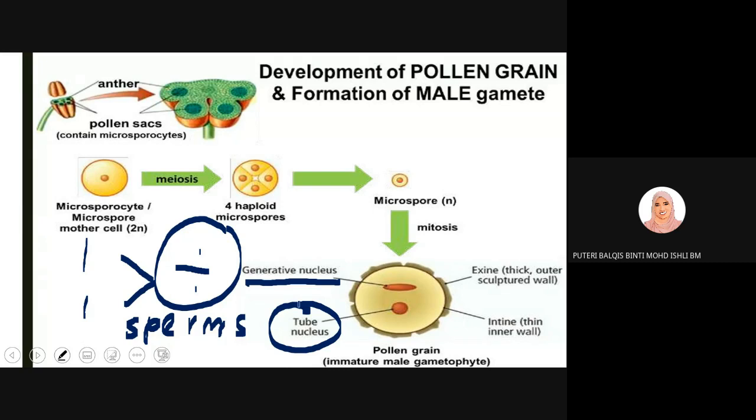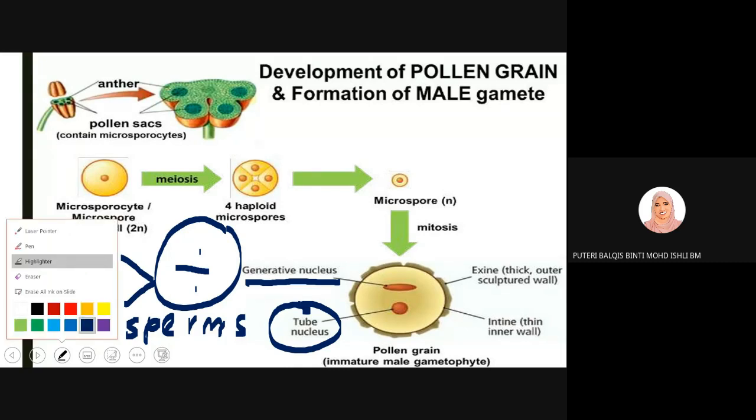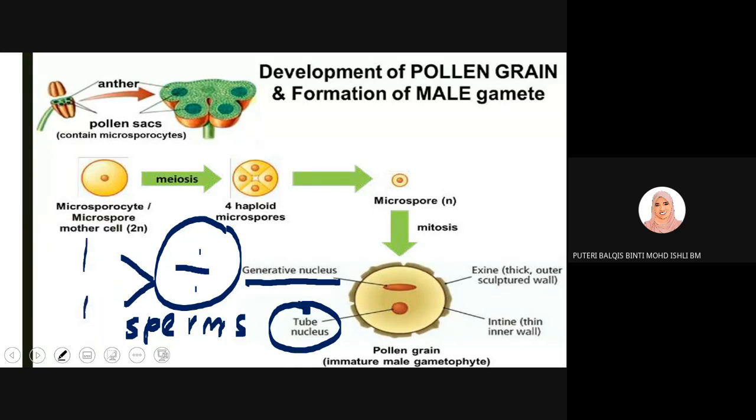Right? So, for male gamete, kita panggil sebagai microsporocyte, dia kecil, microspore. Okay, microsporocyte, microspore. And this pollen grain is made up of exine, the outer layer, and intine, the inner layer. Exine ni lebih tebal.